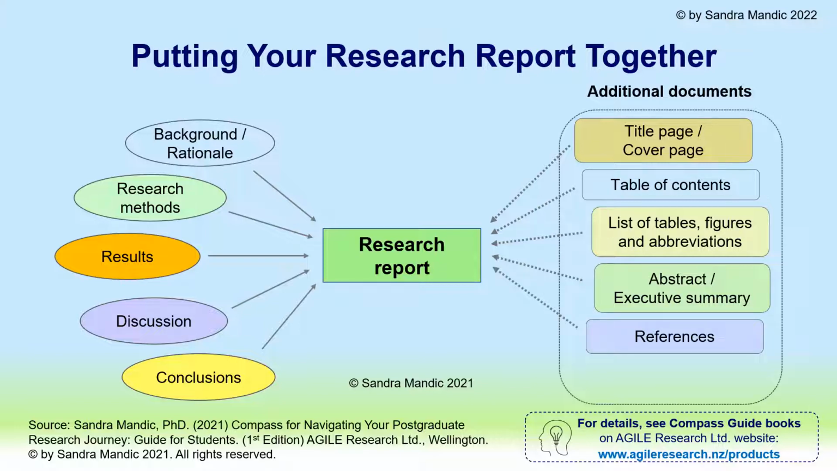Research reports also include references and may include appendices. Study materials such as detailed research protocol and study surveys could be included in the appendix of your research report. If your research required ethical approval, a copy of the ethical approval, as well as study information sheets and consent forms, could be included in the appendix as well.